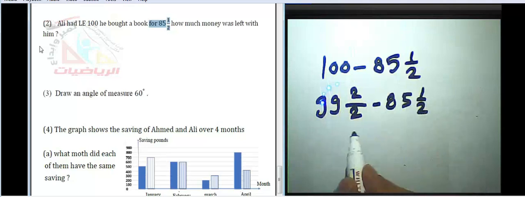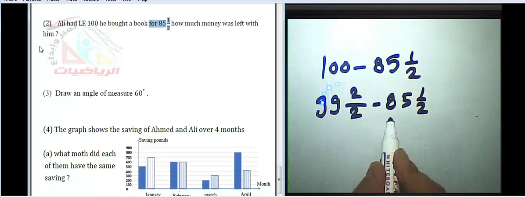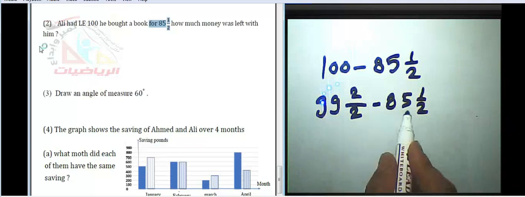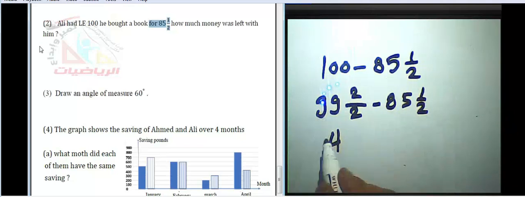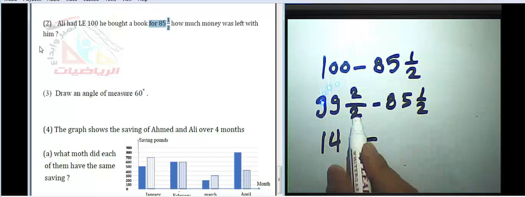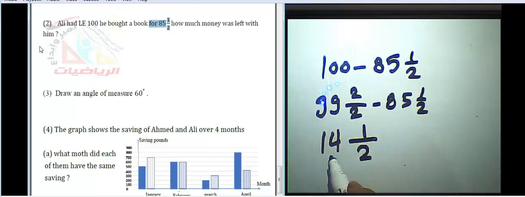It's very easy for you. 99 subtract by 85, 9 minus 5 equal 4, and 9 minus 8 equal 1. The result will be 14 and half. 14 and half Egyptian lira. L.E. meaning Egyptian lira.